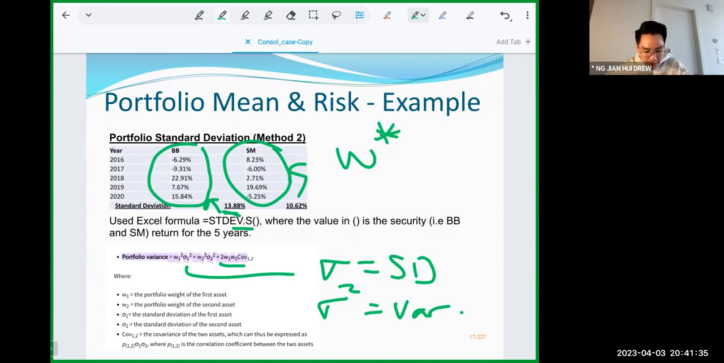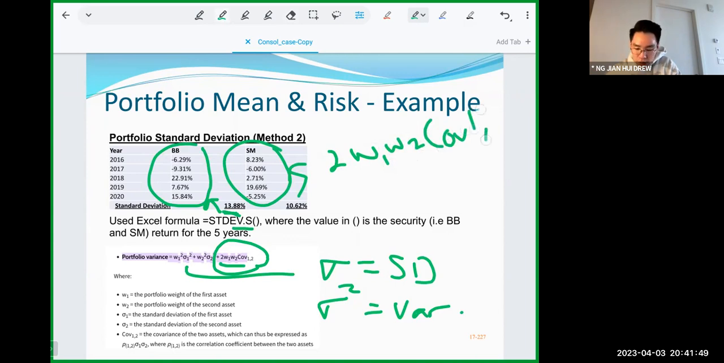So at the back here, there's this additional thing called 2 W1 W2 COV1,2. This COV is called covariance. And what does covariance mean? Has anyone seen this term covariance in your statistics module? Okay, so presumably, I guess no.